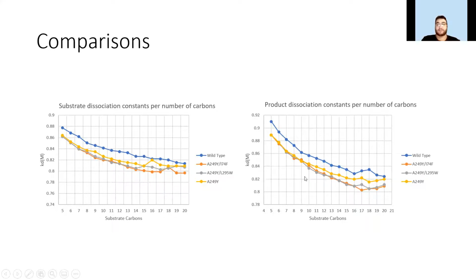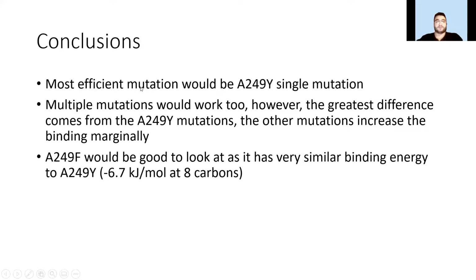And so this is why later on the conclusion will be that A249Y alone is the best, because it has the greatest difference between the substrate binding constant and the product binding constant. Even though overall the 2 double mutations do have better ones all down the line, over here at 8 carbons it's pretty much the same, if not slightly better. Overall, my conclusions were that the most efficient mutation would be the A249 single mutation. Multiple mutations work too, however, the greatest difference comes from A249 mutations, and the others increase the binding marginally.